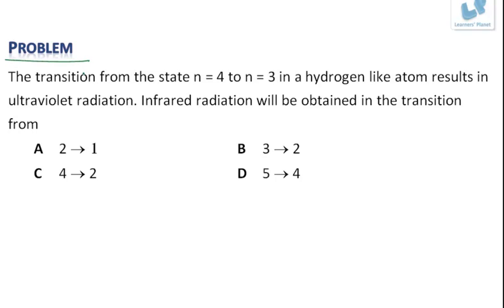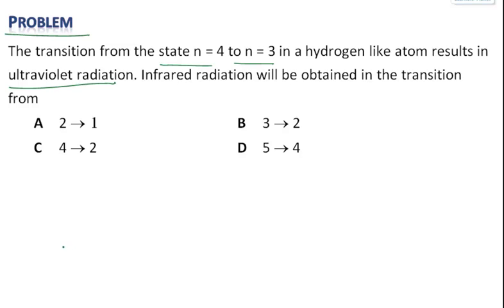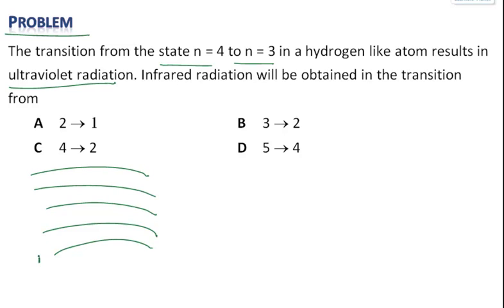Next problem: the transition from state n equal to 4 to n equal to 3 in a hydrogen-like atom results in ultraviolet radiation. Infrared radiation will be obtained in the transition from... Okay, now we know that if there is a transition, this is 1, 2, 3, 4 and 5.